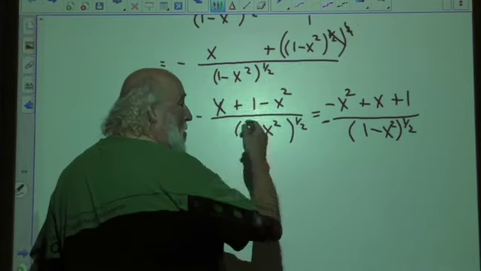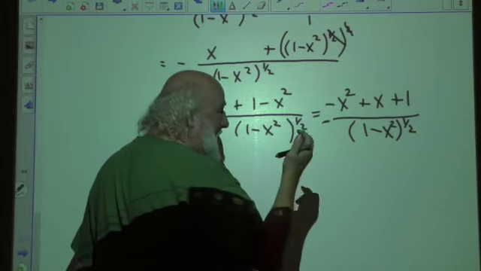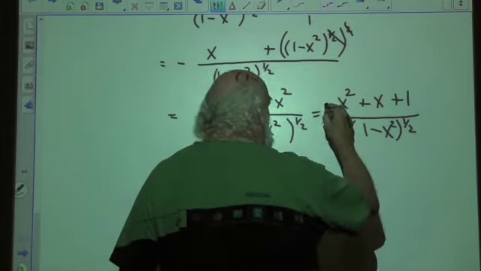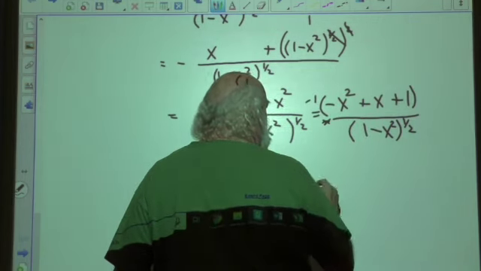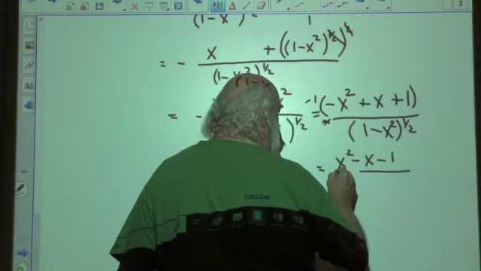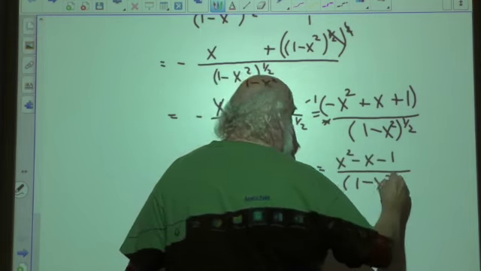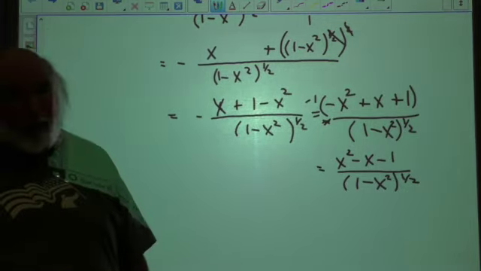Now, I generally don't like negative with negative there. I guess your authors didn't have an issue with it, but I kind of do. So I'm just going to multiply all this by negative 1 and get rid of this. So that's going to be x squared minus x minus 1 over 1 minus x squared to the 1/2 power. And there's your answer for that. Okay?